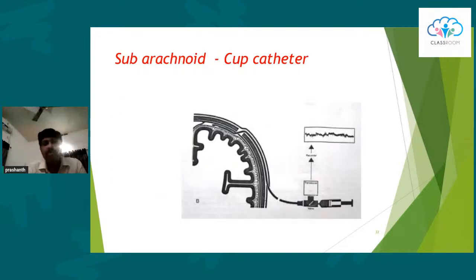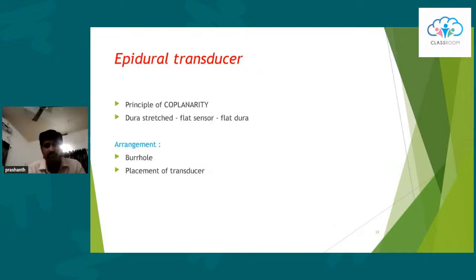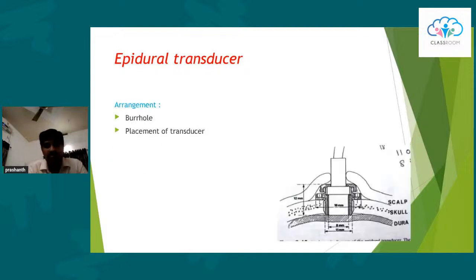Then we have epidural transducers. These are also placed using a burr hole. Here you can see a schematic diagram depicting an epidural transducer placed on the skull.